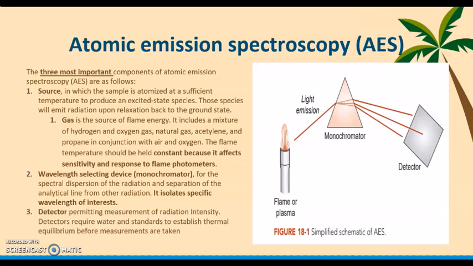Then we have the detector. This permits the measurement of the radiation intensity. The detectors require water and standards to establish thermal equilibrium before measurements are taken. So we can see that in the detector, it reads only one signal coming from our monochromator. These are the three important components in the atomic emission spectroscopy. We have the source, the monochromator or the wavelength selecting device, and the detector.